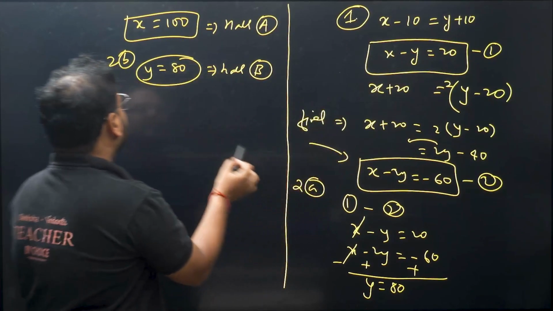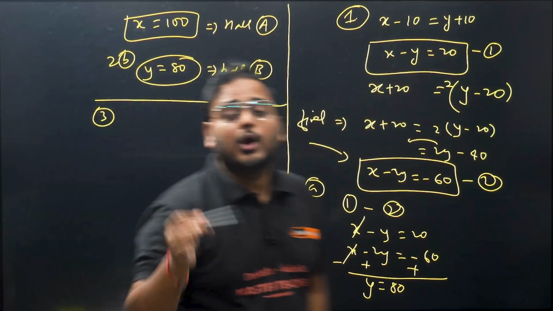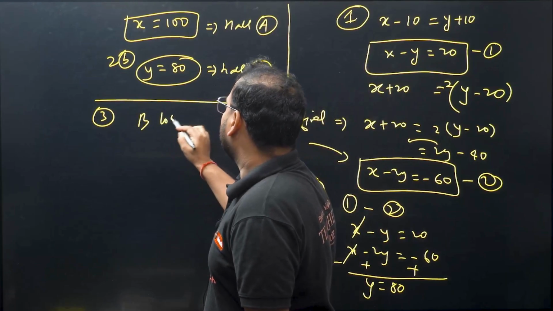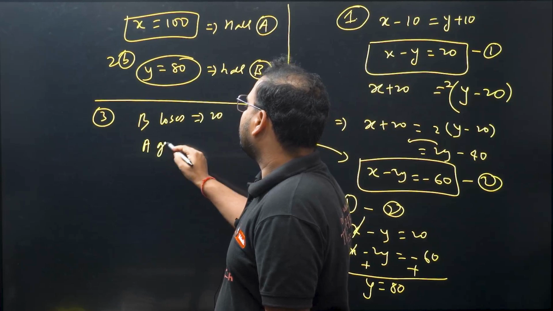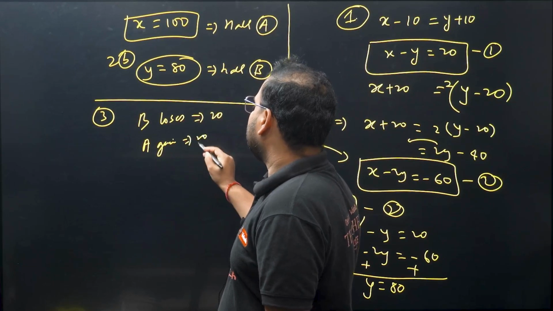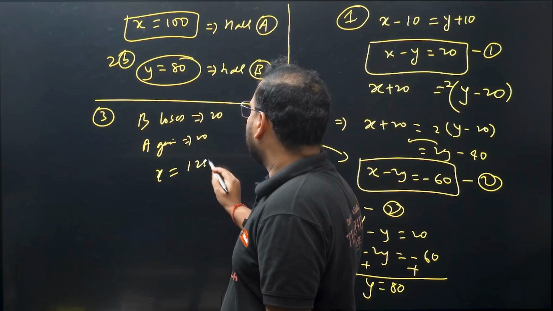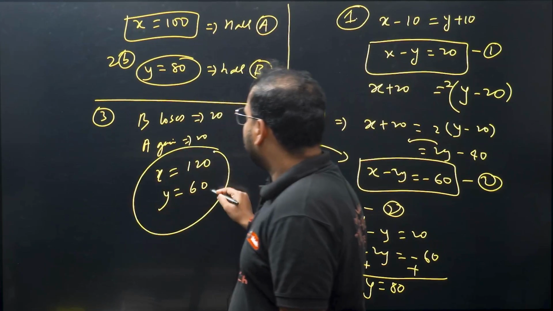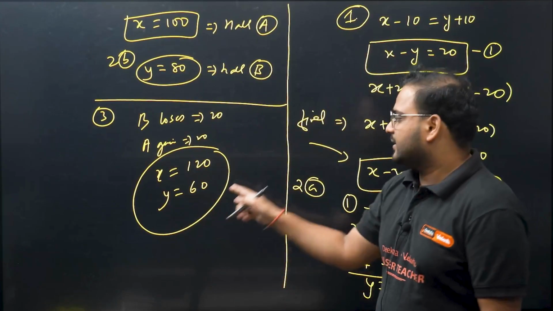What happens in the final situation? Please check. 20 removed from B. So B loses 20, A gains 20. Check this out. Your X will become what? 120 and your Y will become what? 60. And they actually double, right? X is 2 times the Y value. So they are correct. This is the final answer.